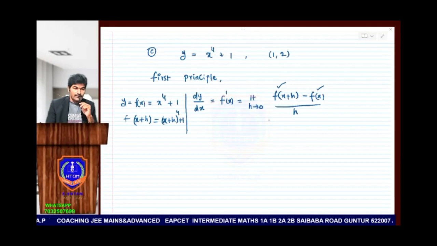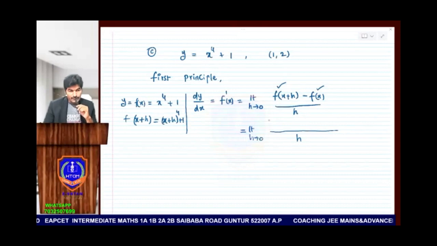Now we will use these two values, f of x plus h and f of x, in the first principle to get the derivative of the given function. So write down limit h tends to 0. And remember here we are not substituting h equal to 0. Up to the time when this denominator is removed, we have to keep h tends to 0.